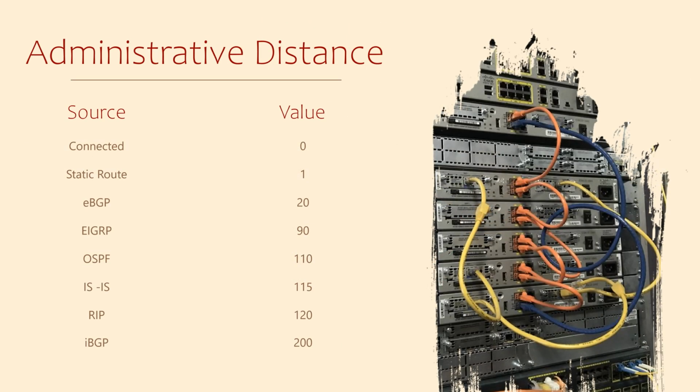We can think of AD as how believable or trustworthy a routing protocol is. Here we have a simplified table of Cisco's default administrative distances. We can change them if we want, but there's rarely a good reason to do so. The lower the AD, the more willing the router is to trust the route. As you can see, nothing beats a connected route.